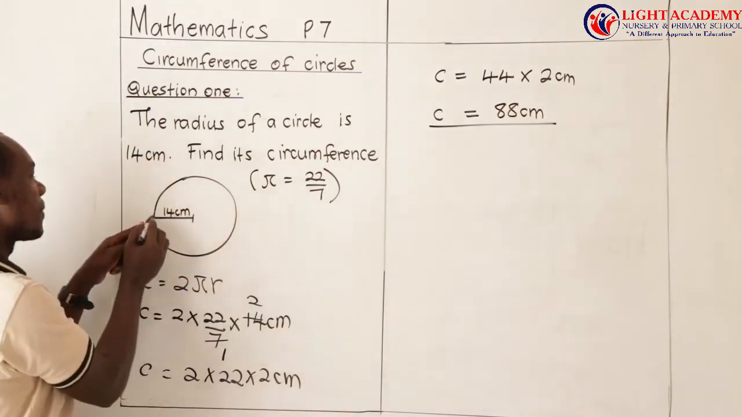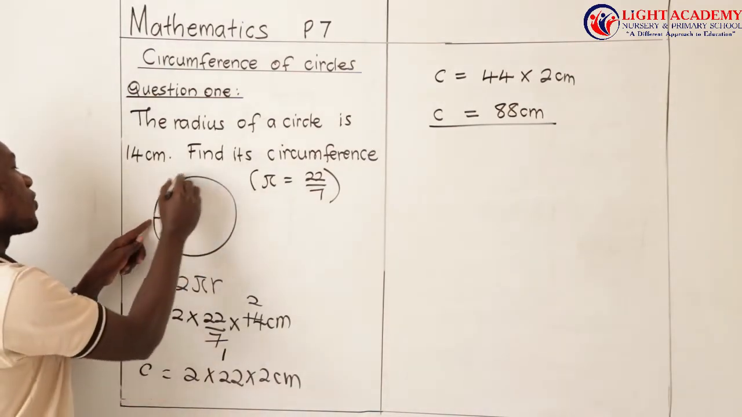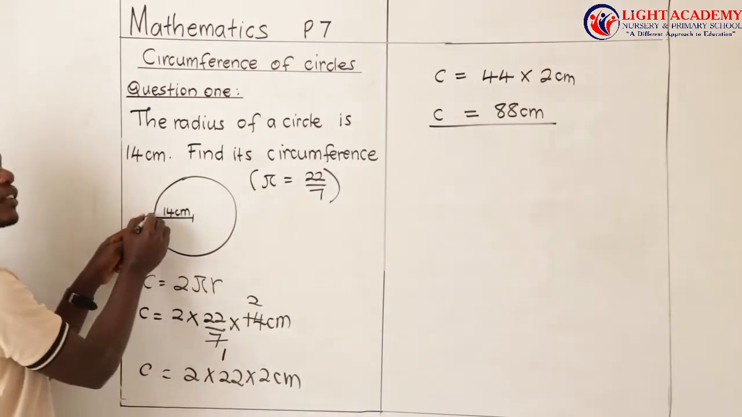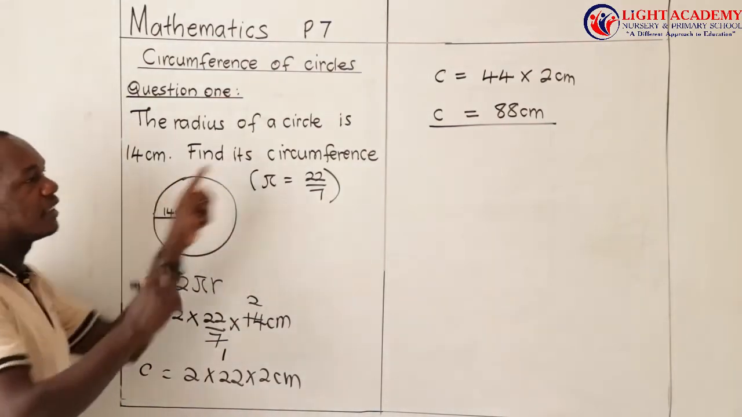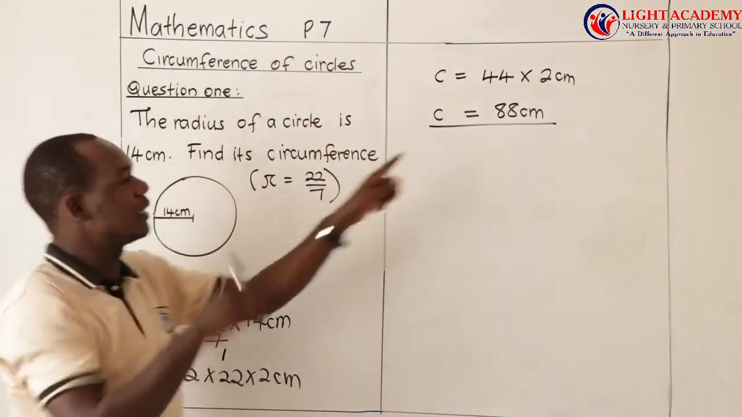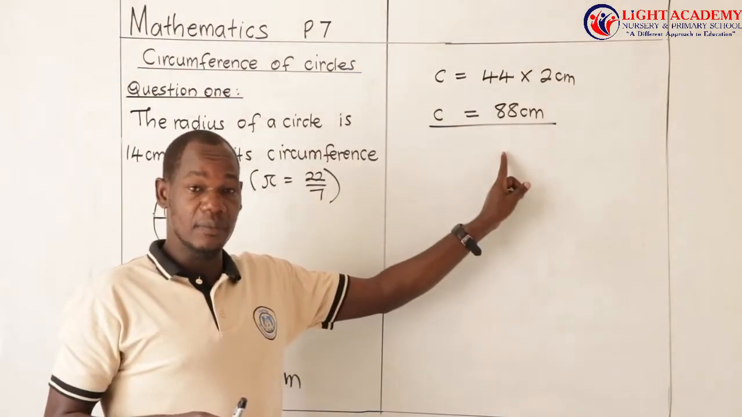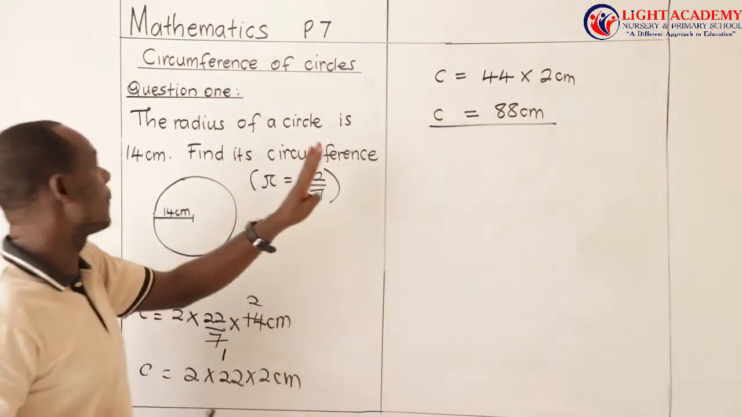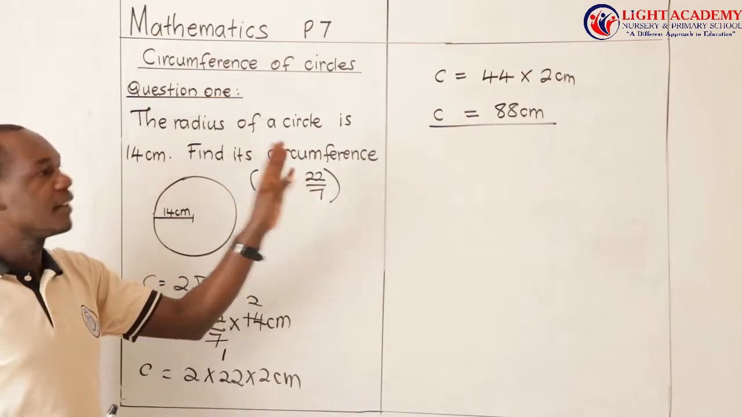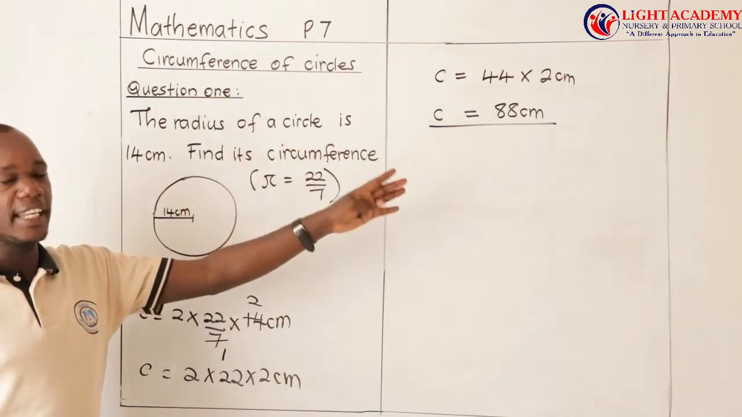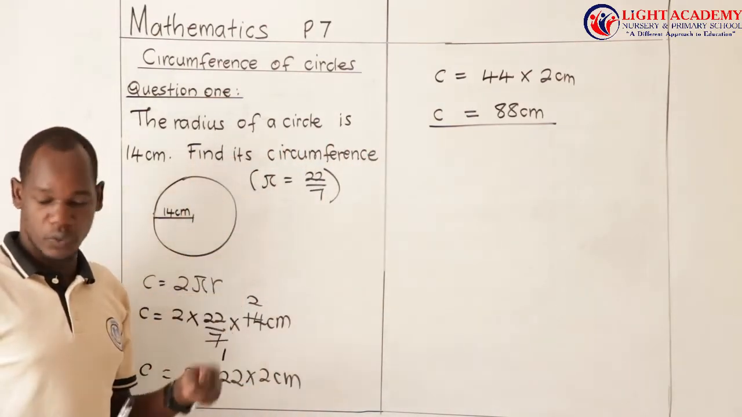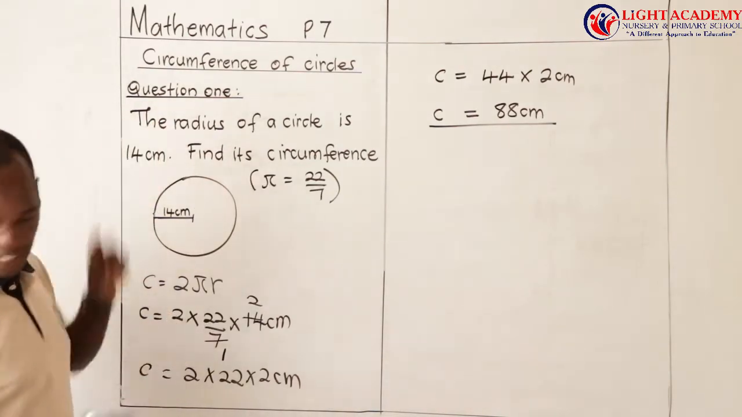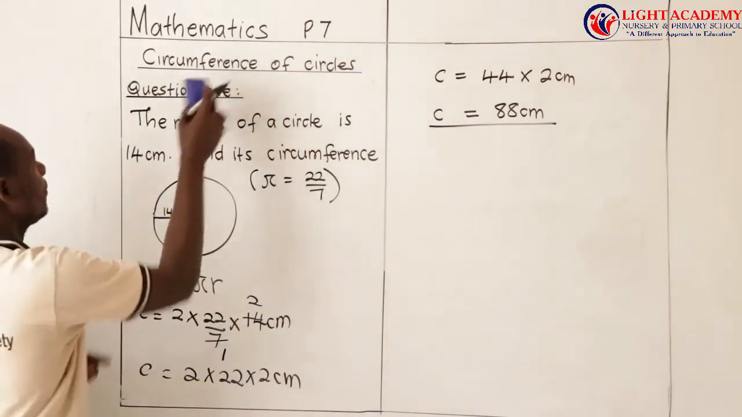So the distance from this point, if I move round up to this side here, so long as the radius is 14 centimeters, the total distance of the circumference will be 88 centimeters. So that is our example number 1. We are going to leave example number 1 and then we go to example number 2. So you just hold on while I write question number 2.